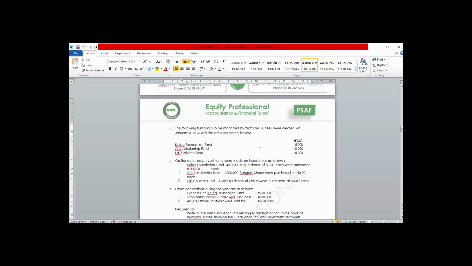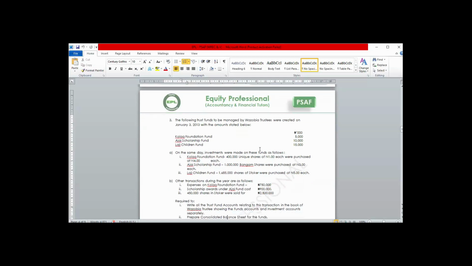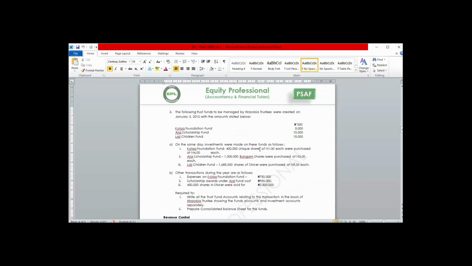Can you hear that? Fund account should be separated from the what? Investment account. They are not meant to be the same thing. They now say prepare consolidated balance sheet for the funds. Now, how do we go from there? Now, let's go back to the solution. Do we understand the question? Is the question clear? Yes, sir.